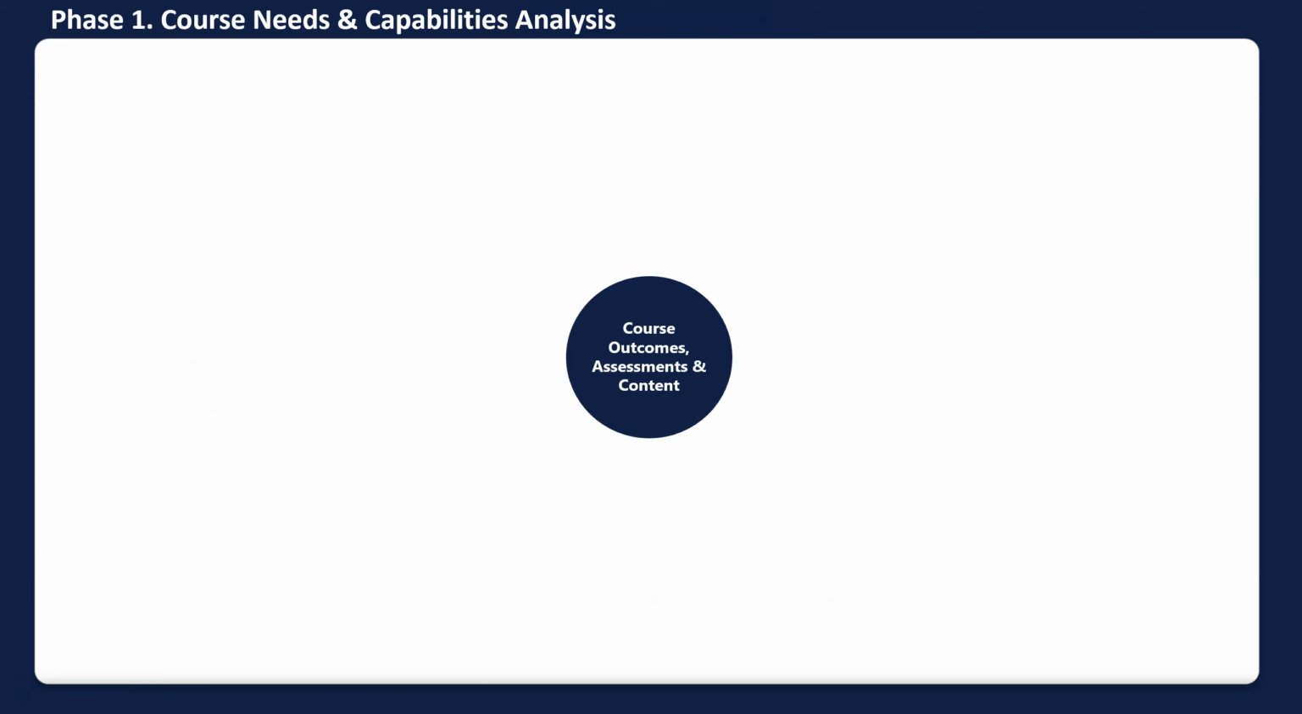So let's get into the basic framework for phase 1 of the course design. That's what we call the course needs and capabilities analysis. Basically, what you're trying to do is figure out what you put in terms of the course outcomes, the assessments, and the content in the course, right? And there are 4 components of that.